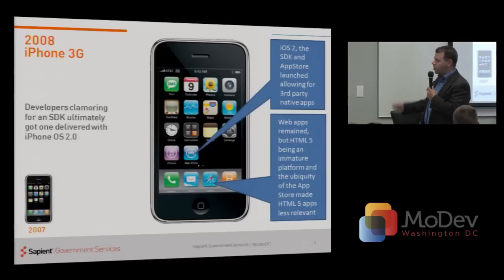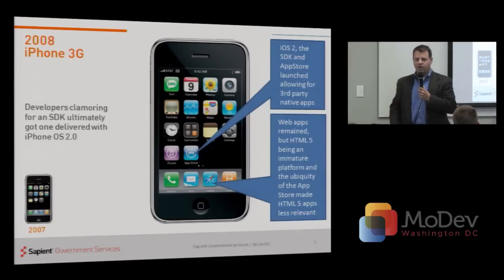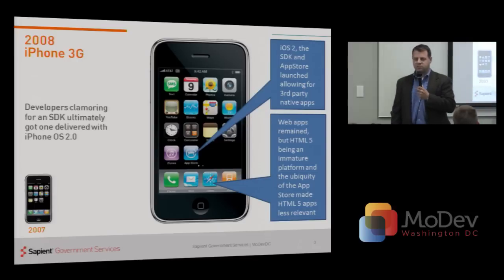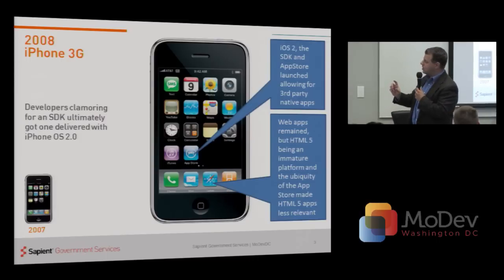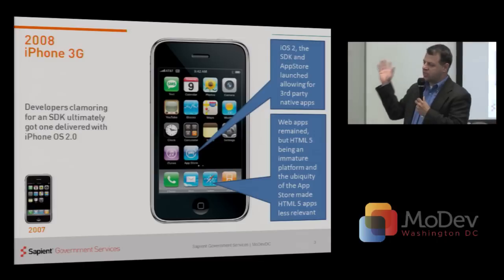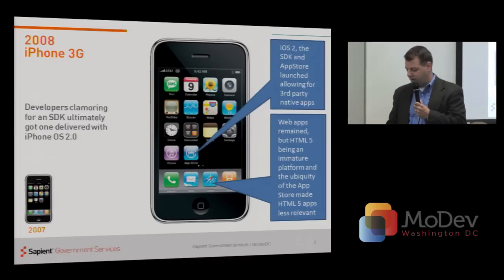Okay, well, let's move forward a year later and, hearing the throngs of impassioned pleas from developers and, well, all of us, Apple comes out with iPhone OS 2 and the SDK. That was really handy. But again, HTML5, not a lot of additional assistance here. Immature platform, and it's growing increasingly irrelevant as there's ever more connectivity between the device and the operating system.